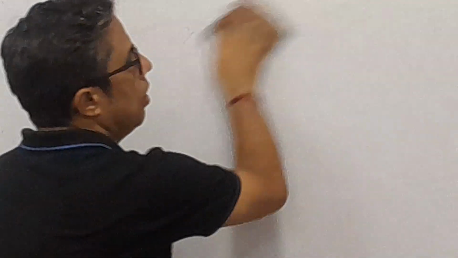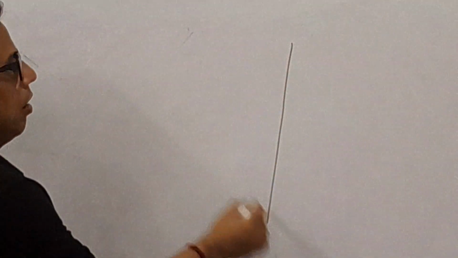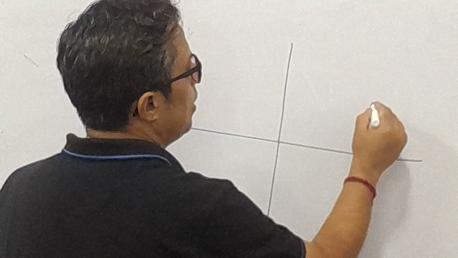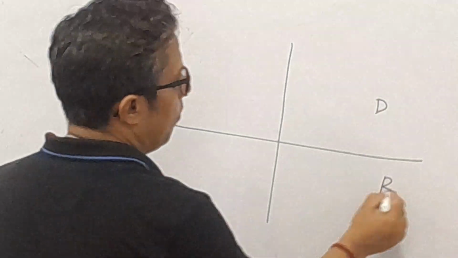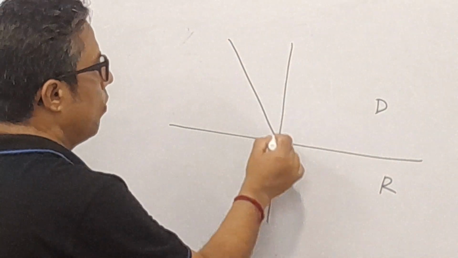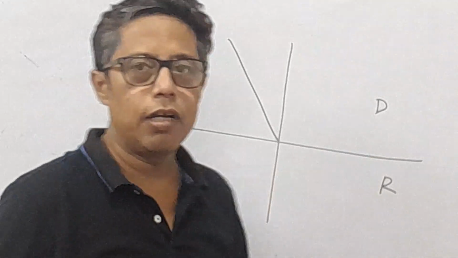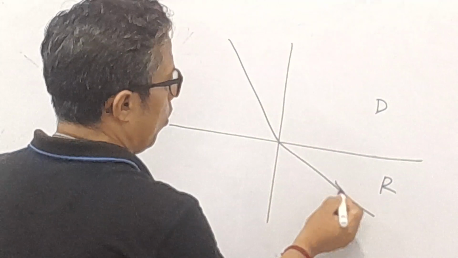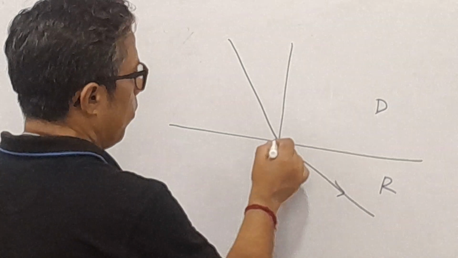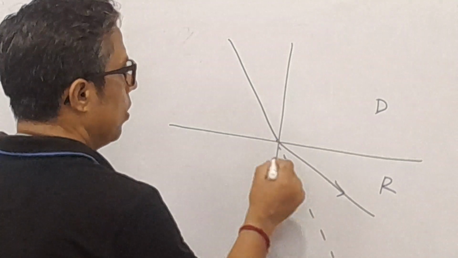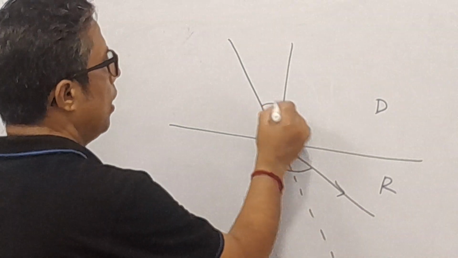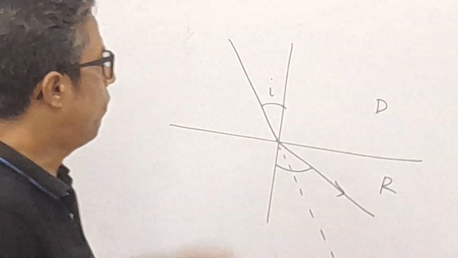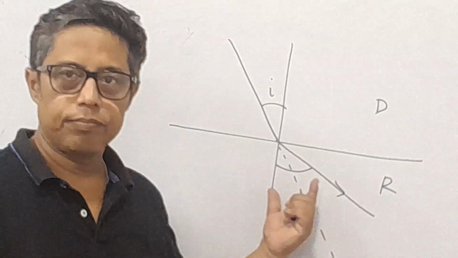Now, in the case of critical angle, what is the critical angle? Let's say this is a denser medium and this is a rarer medium. As you know, when light passes from denser to rarer, it goes away from the normal. So there will be deviation. This will be the refracted angle, this is the incident angle, so the refracted angle will be higher.